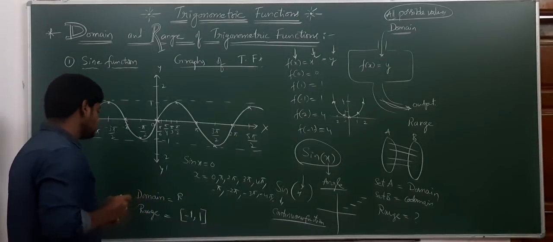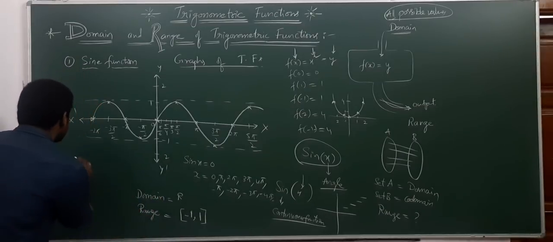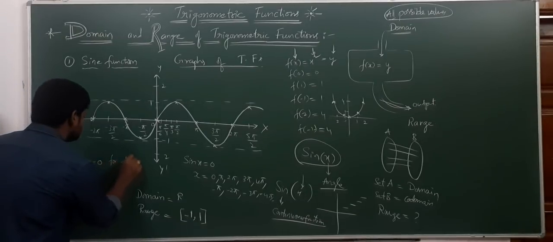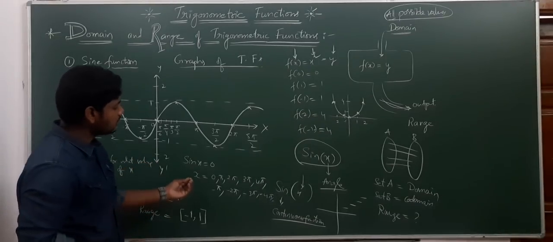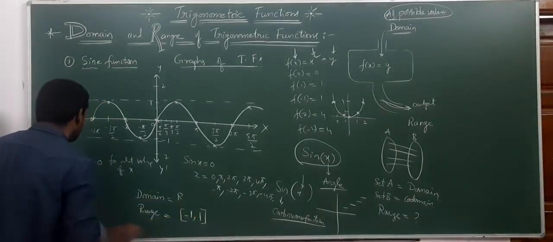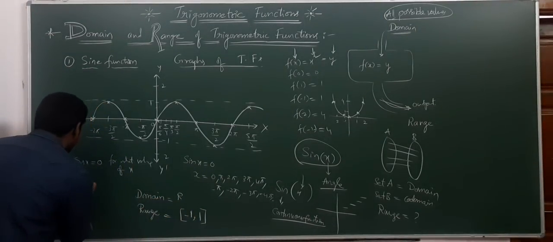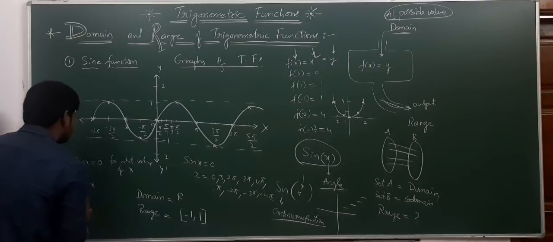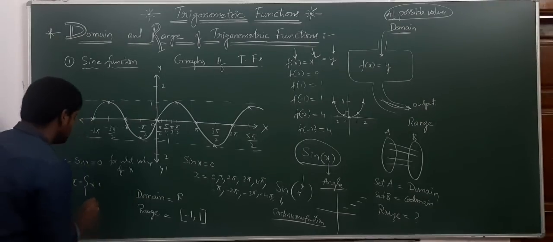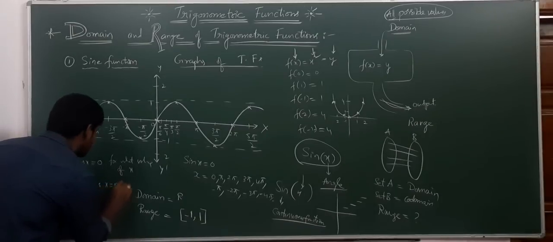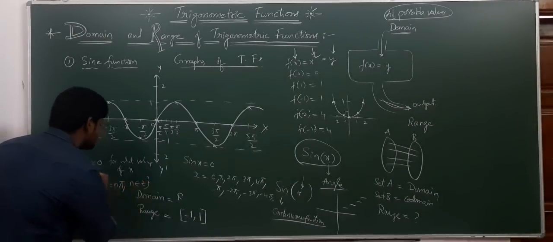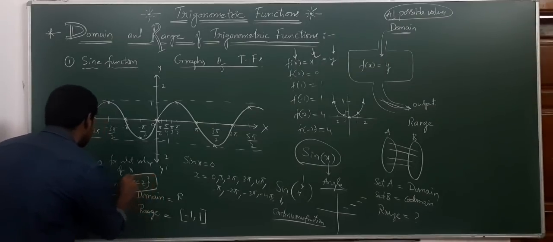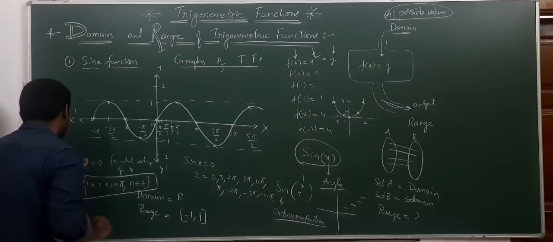Now, in the examination, they will simply ask: if sin x equals 0, for what values of x? Then you cannot write all the values. For that you need to write: for all x such that x equals n pi, where n belongs to Z. This is the answer.